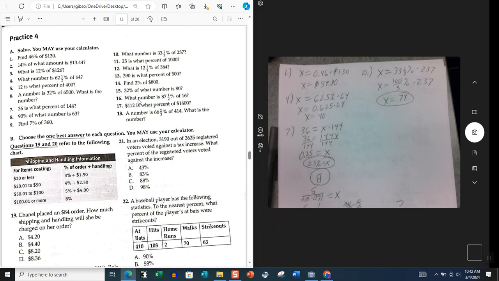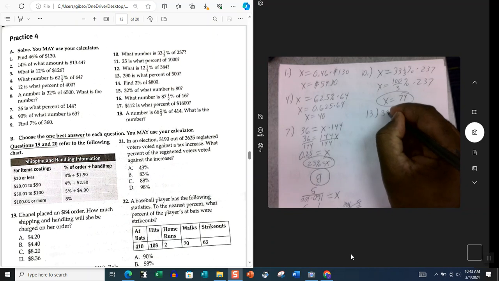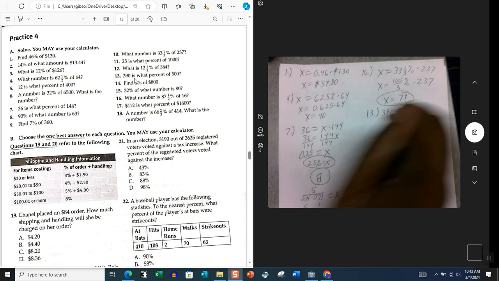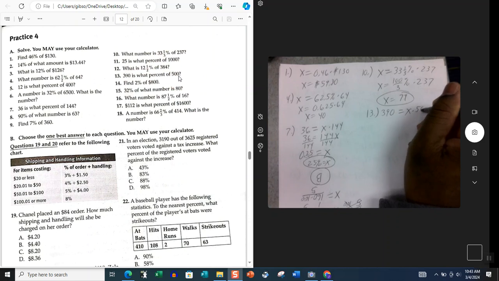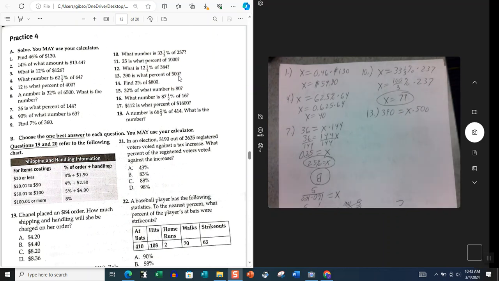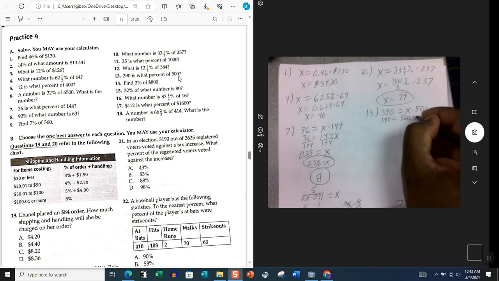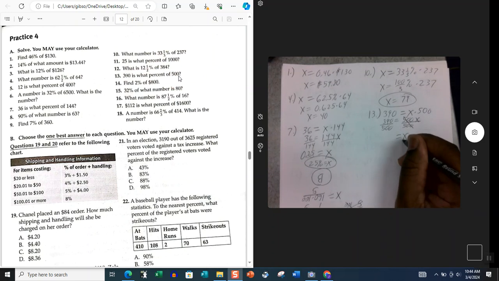Okay, next. Now we're going to look at problem 13. It says 390 is, which we know is equal, what percent is x of 500. Okay, now, we know this would be 390 is equal to 500x. We'll divide each side by 500. And we know this side will simplify out to x.